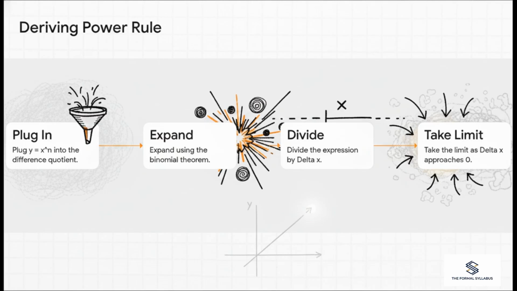When we do that, all those higher power terms just completely vanish, and that big abstract limit elegantly collapses into the simple, beautiful power rule, n times x to the power of n minus 1.